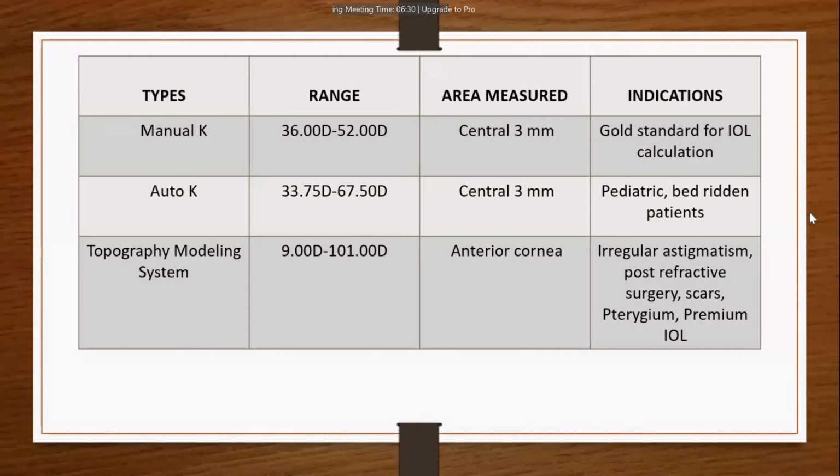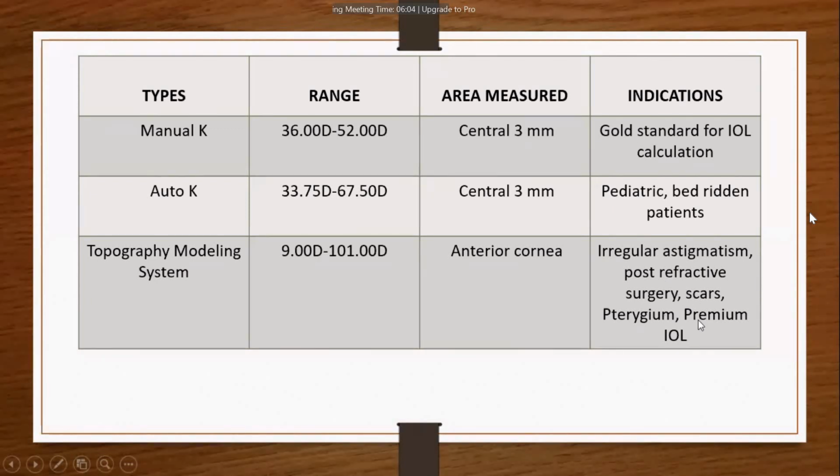The topography system is used in irregular astigmatism cases, which means oblate corneas, and in patients who have undergone LASIK of any kind, either hyperopic LASIK, myopic LASIK, or even epi-LASIK. They can do topography modeling, as well as in patients who have a corneal scar or pterygium.